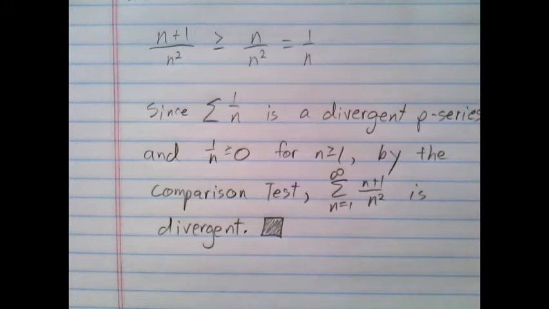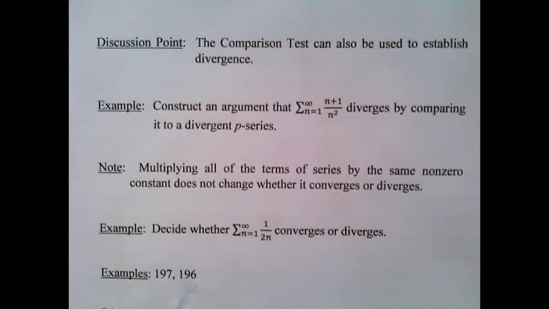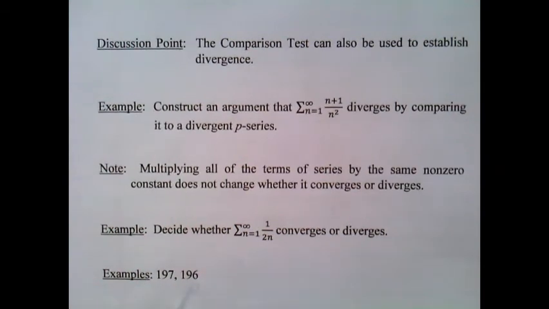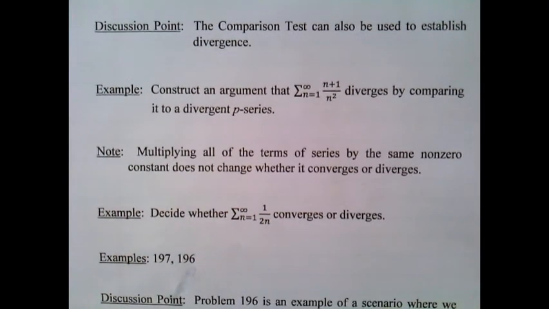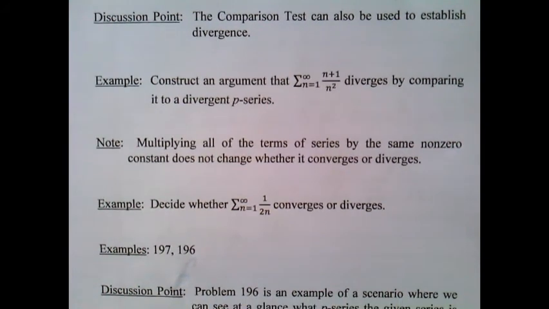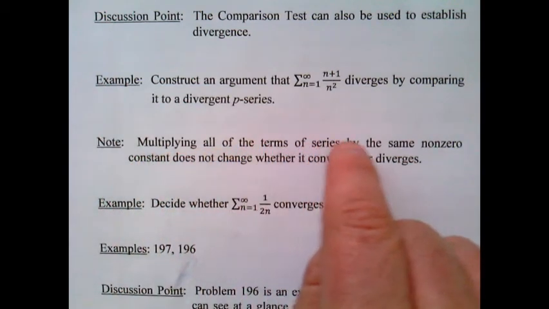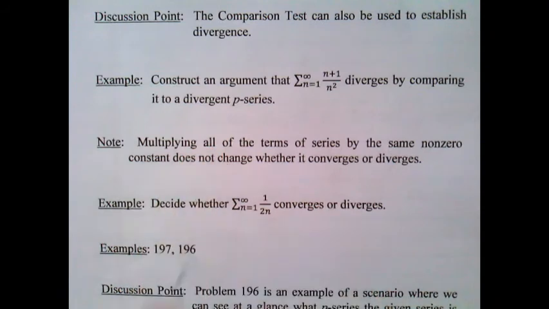Now, I put something in the outline. I don't know if the book ever directly addresses this. It might just assume you know it, but I felt like at some point it needed to be addressed. It's a consequence of theorems we looked at earlier, but I don't know that we ever quite put it all together. So I'm just going to state it. If you multiply all the terms of a series by the same non-zero constant, that doesn't change whether the series converges or diverges.